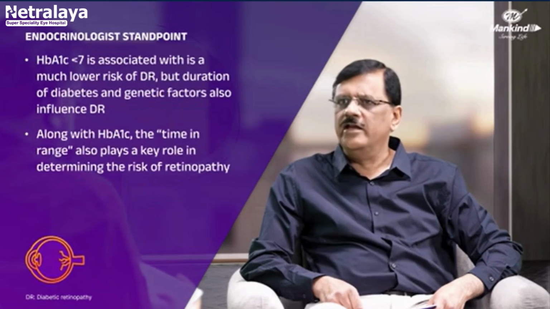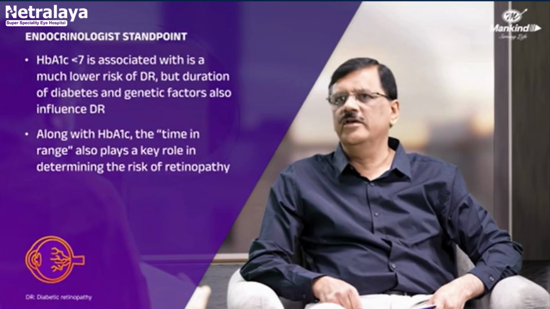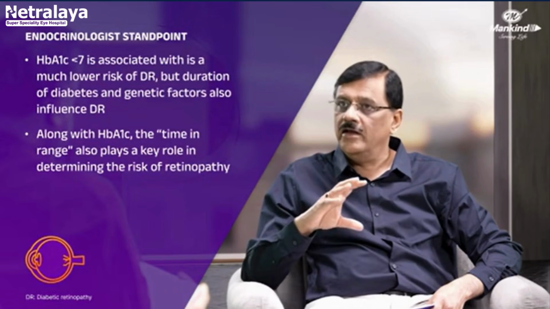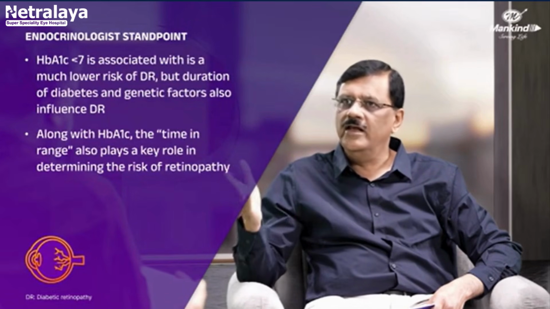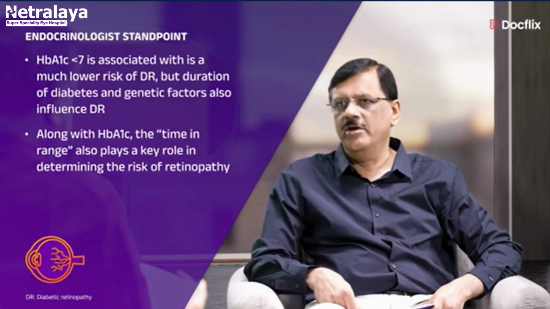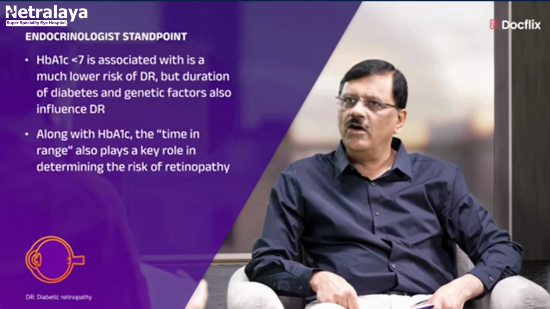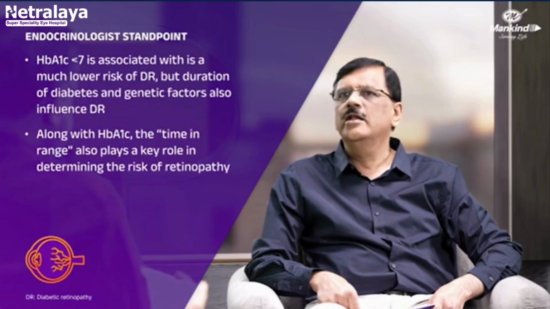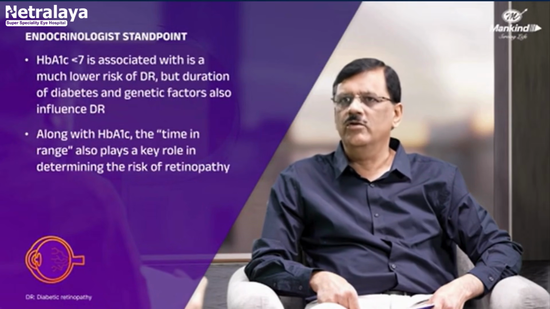But in addition to that, these days, not only HbA1c, but we are seeing a good impact of the time in range that is derived from the CGMS data. The more the person spends in range, the less is the risk of diabetic retinopathy. So, the degree of HbA1c control and time in range both determine the risk of retinopathy. So, it's very well said, sir.